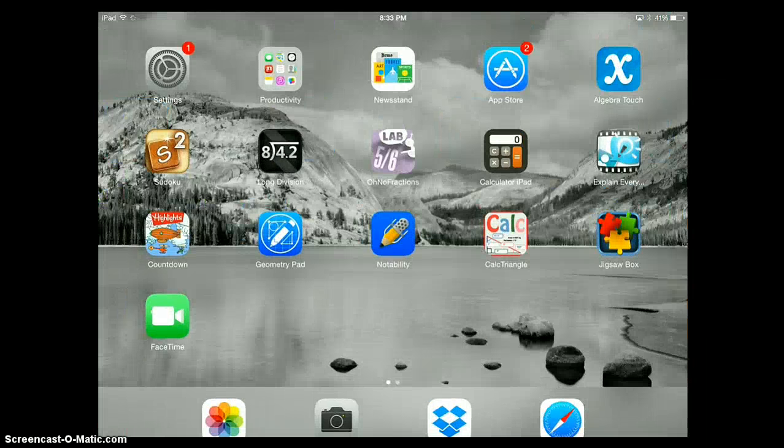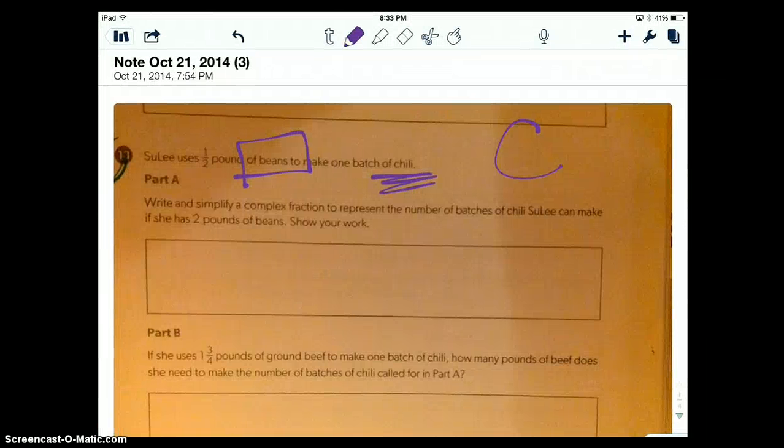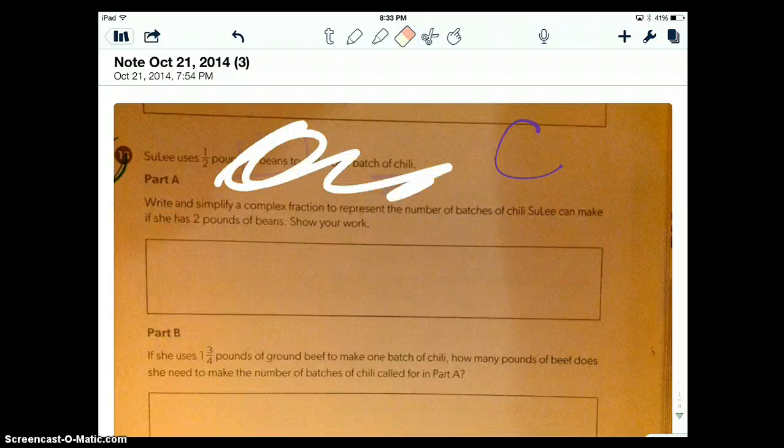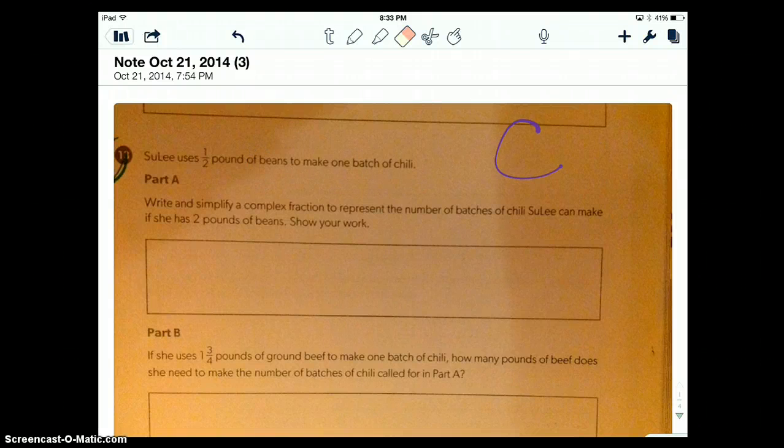All right, so that's just to get things rolling. What's going to happen is I'm going to read this through, and then you're going to have a minute timed to try something for part A.